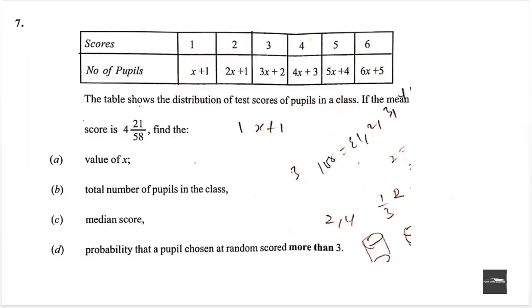This is question 7. The table shows the distribution of test scores of pupils in a class. The mean mark is 4 whole number 21 over 58. We have to find the value of x, the total number of pupils in the class, the median score, and the probability that a pupil chosen at random scored more than 3.